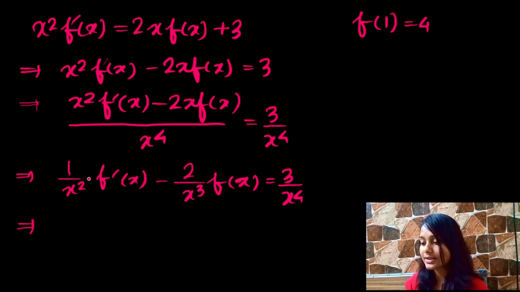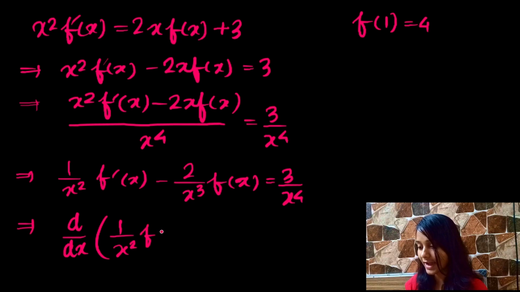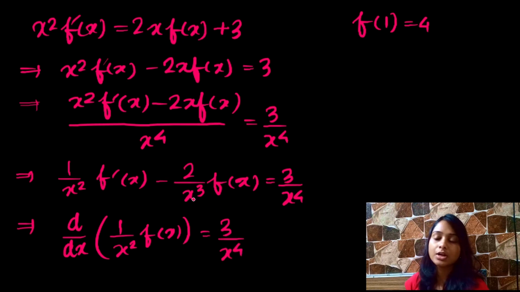So in this case, we can see that this is f dash x, which is multiplied by the function 1 by x square. However, here we have the derivative of this function, which is minus 2 by x cube, and there is the function f x. So by the product rule of derivative, we can see that this is actually the derivative of f x by x square, equals 3 by x power 4. Now we can integrate both sides.